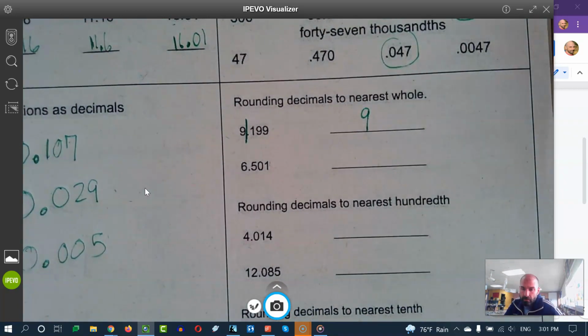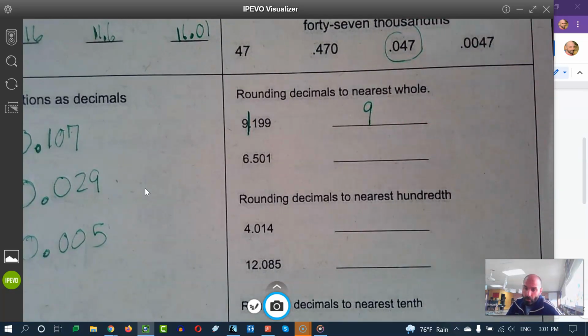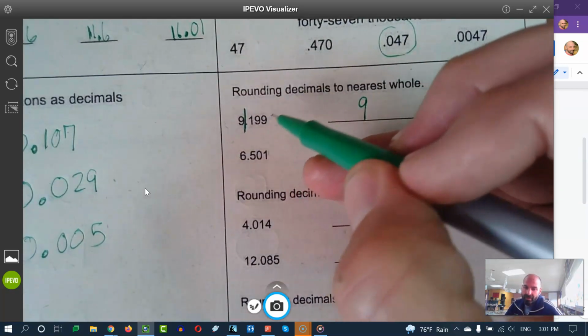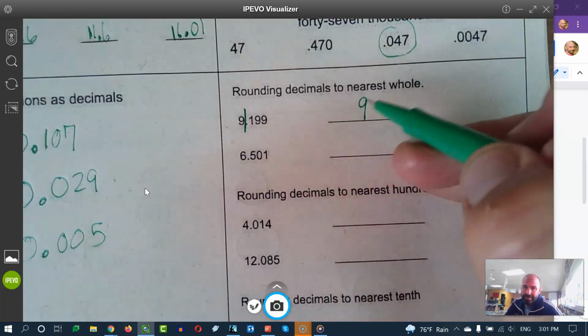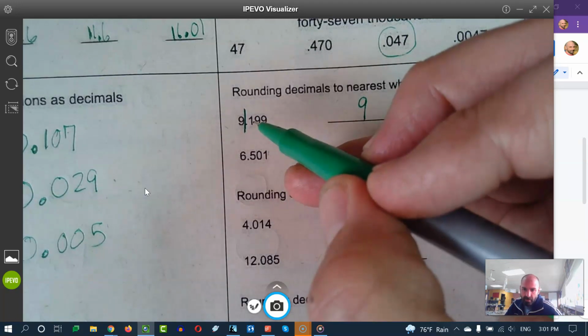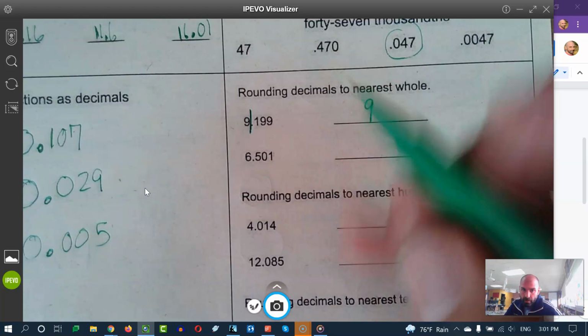I've noticed some of you get confused when you say round down. You would write 8 down there. That's rounding way down. Rounding down just means you're putting the whole number, or the thing that is less than where you are, because 9 is less than 9 and 199 thousandths. It's less. So that's why you're rounding down.